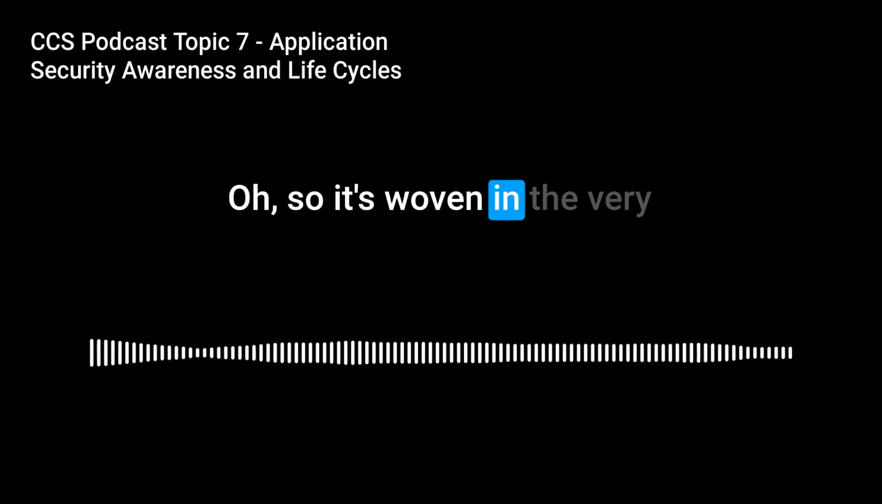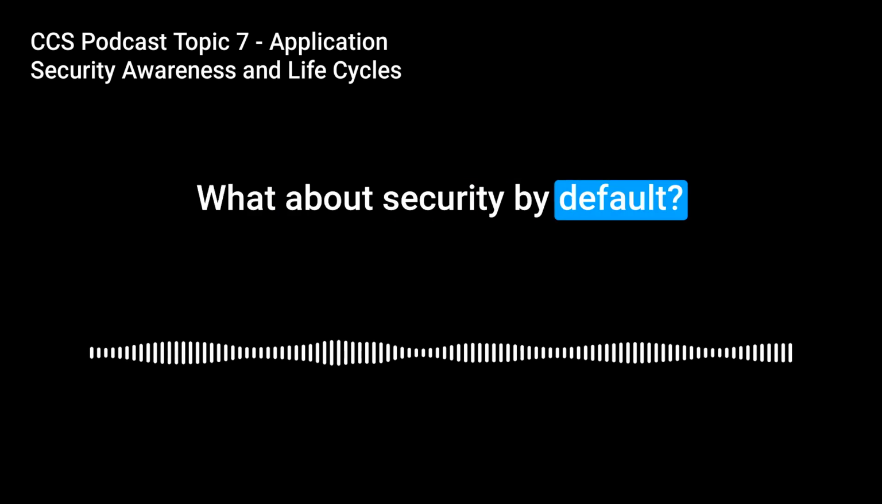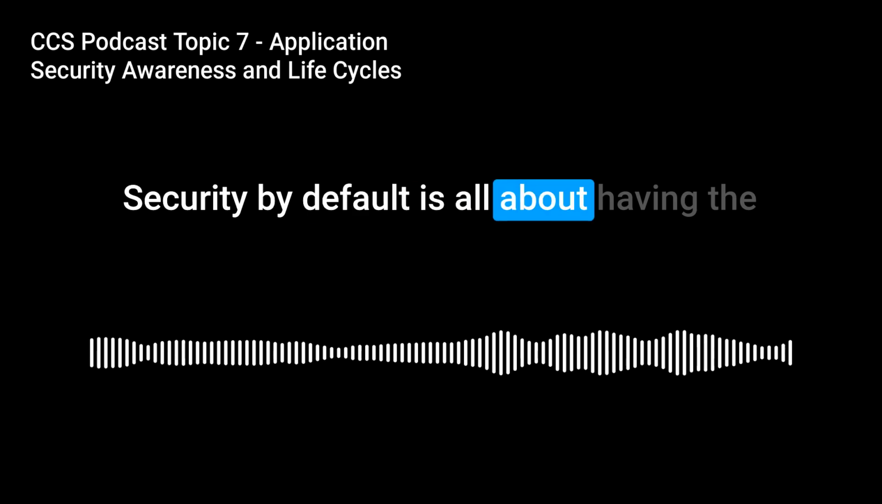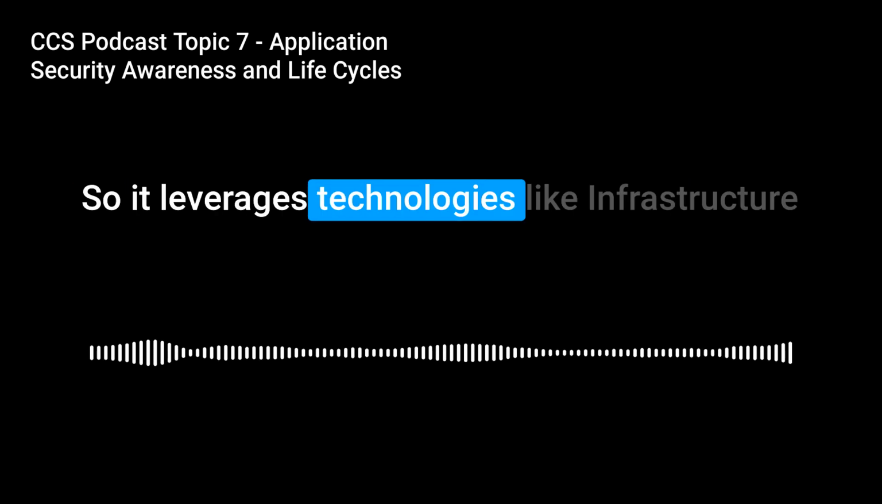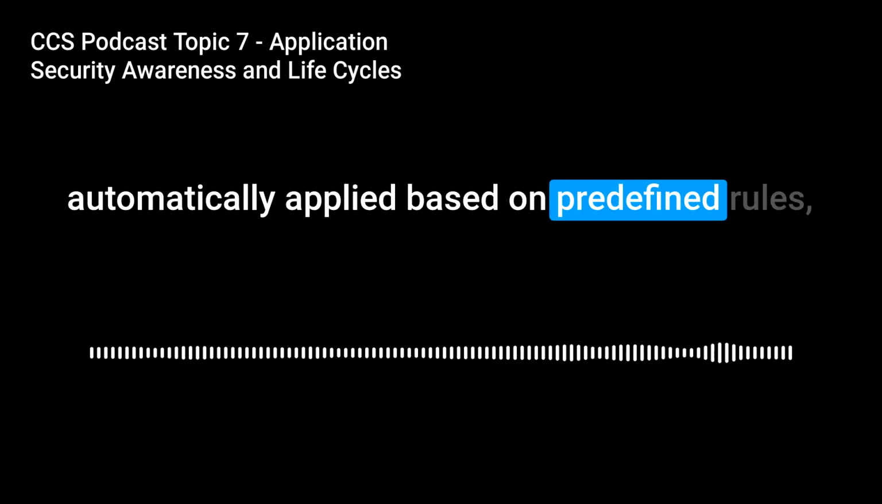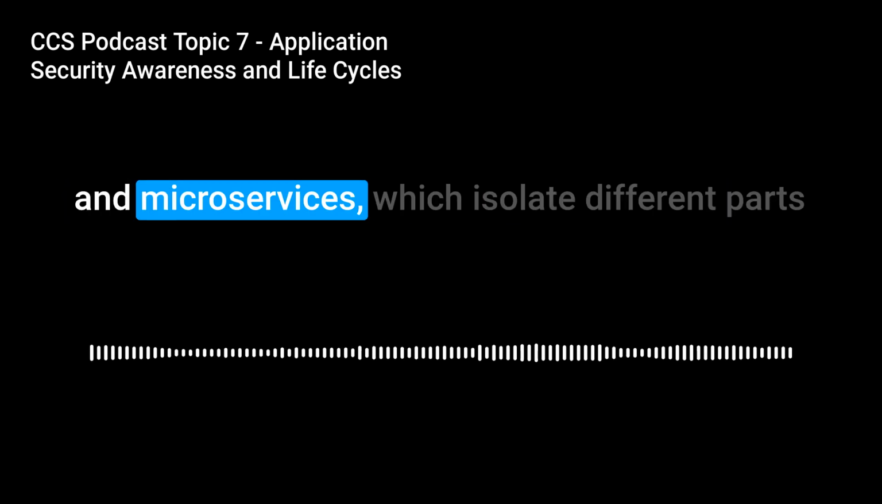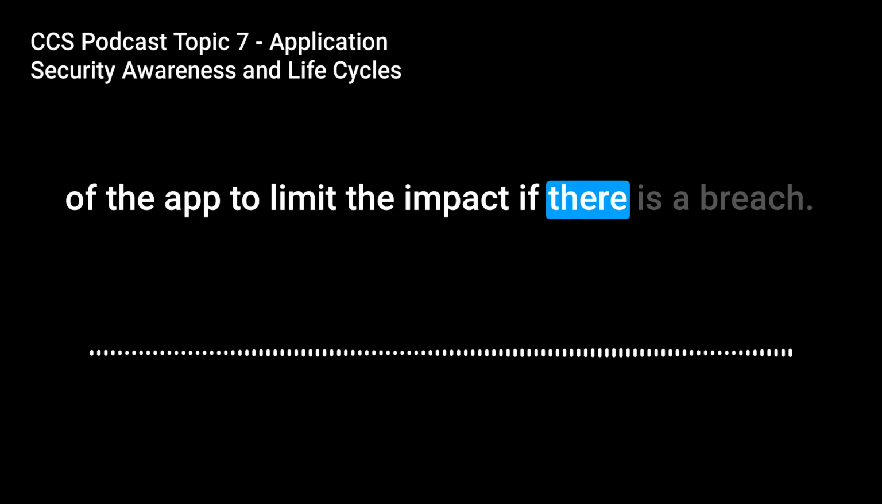Oh, so it's woven in the very fabric of the application. Exactly. Interesting. What about security by default? Security by default is all about having the application be secure right out of the box. So it leverages technologies like infrastructure as code, where security configurations are automatically applied based on predefined rules, and microservices, which isolate different parts of the app to limit the impact if there is a breach.